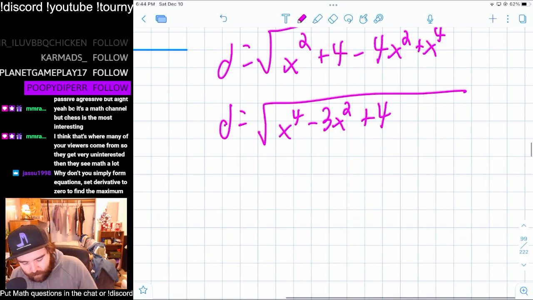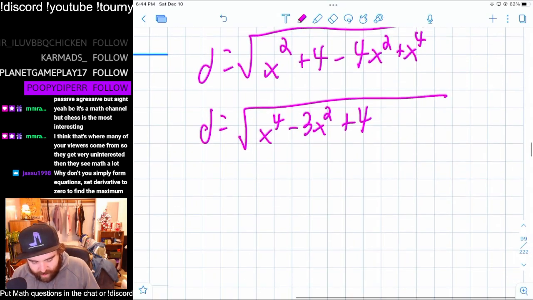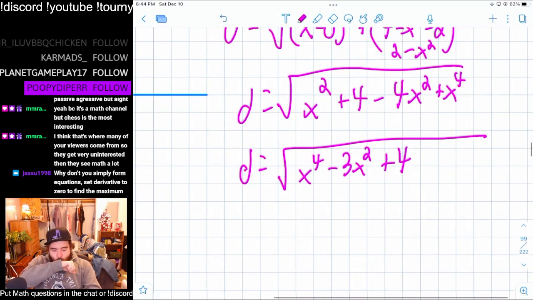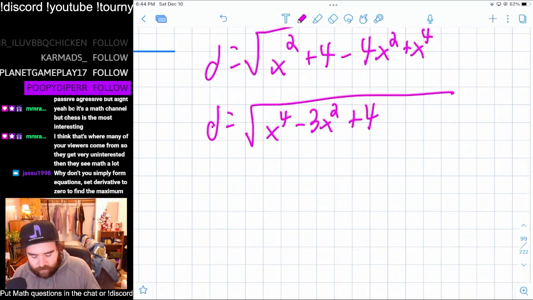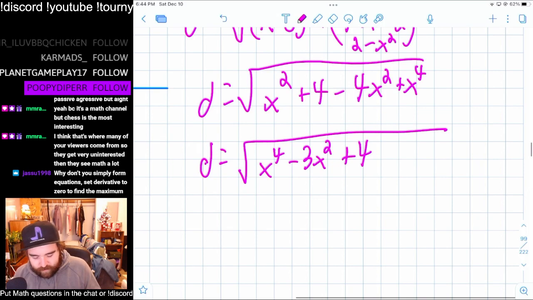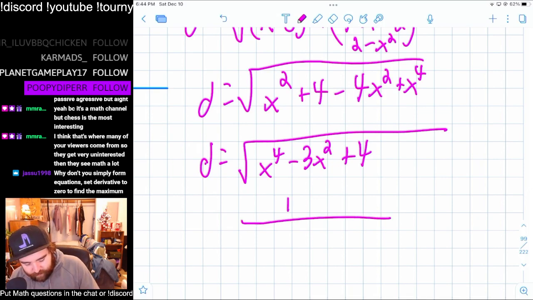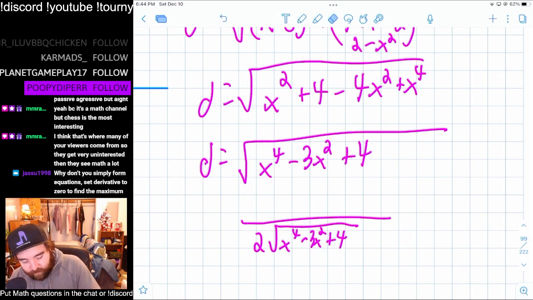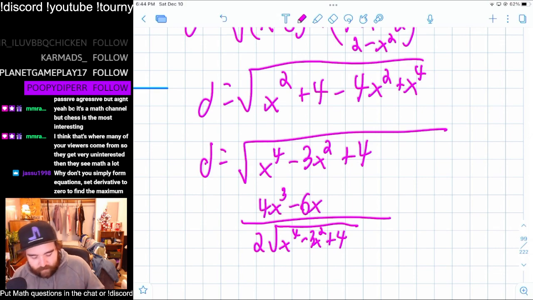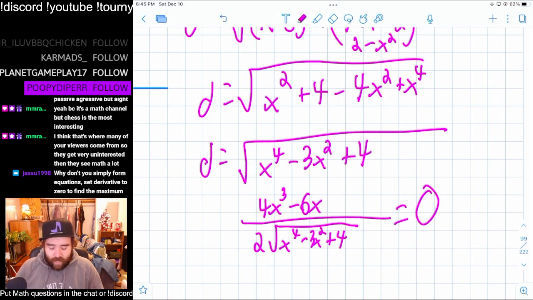Now we can square root it. We can take the derivative and then set it equal to 0. So we take the derivative. The derivative of the square root is 1 over 2 root of the inside, times the derivative of the inside, 4x cubed minus 6x. Okay, that's actually very, very nice, because now we want to set that equal to 0.